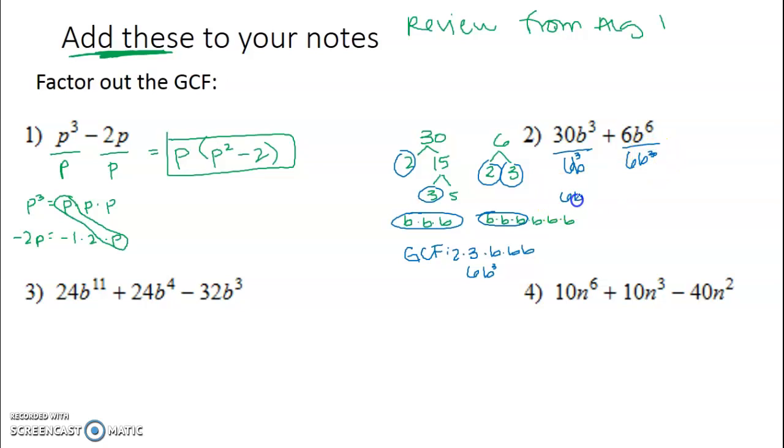So I have the 6b cubed out front. 30 divided by 6 is 5. The b cubes will cancel. 6 divided by 6 is 1. I'm left with 3 b's here. So b cubed.